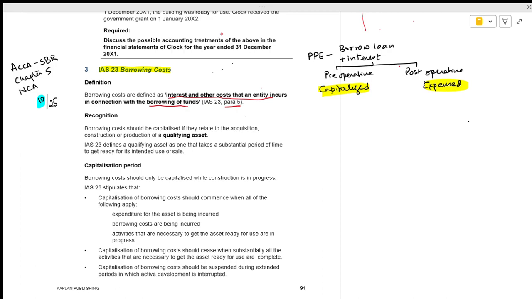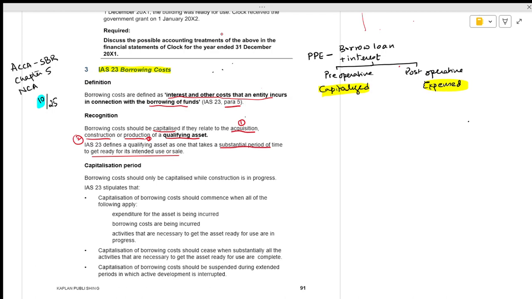Borrowing costs should be capitalized, very clearly, if they relate to the acquisition, the construction, or the production of a qualifying asset. IAS 23 defines qualifying assets as those that take a substantial period of time to get ready for their intended use or sale. It takes time.